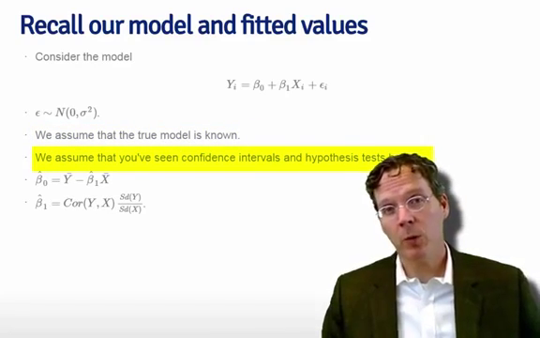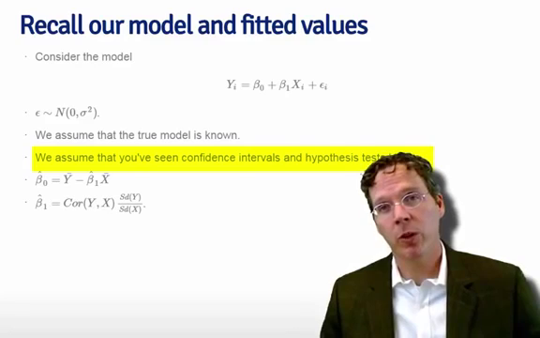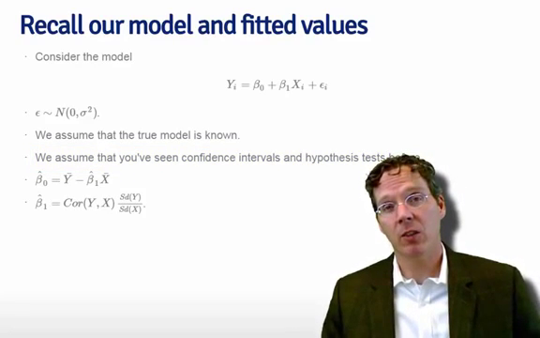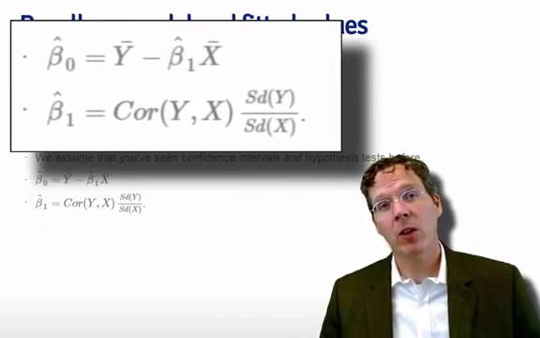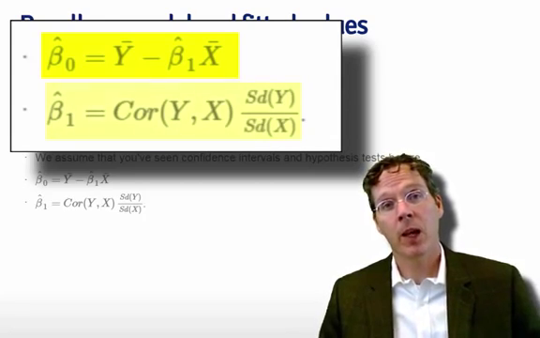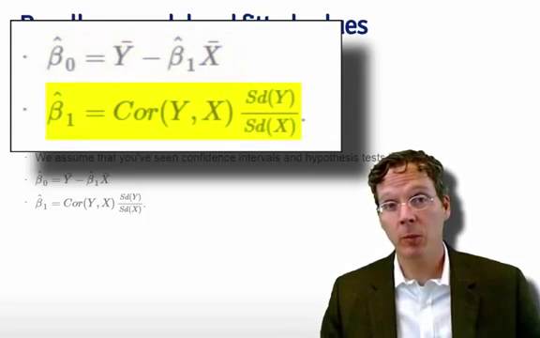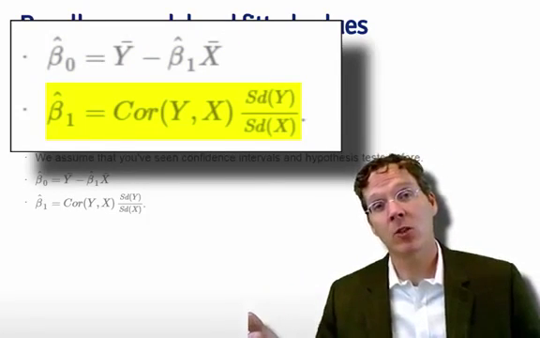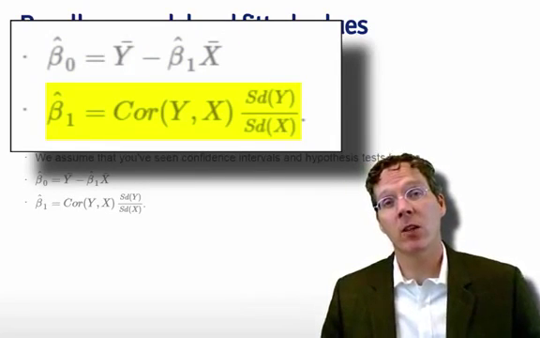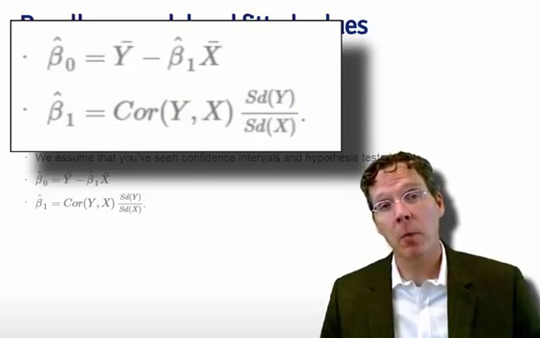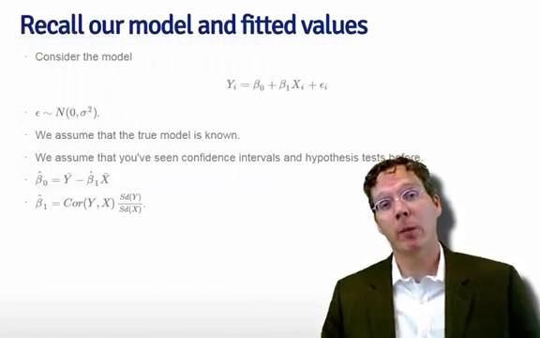I'm going to assume that you've seen some amount of statistical inference previously, so you know what a confidence interval is and what a hypothesis test is. Let's also remind ourselves that the intercept is estimated at y bar minus beta 1 hat x bar, and our beta 1 hat is the correlation between the predictor and the response multiplied times the standard deviation of the response over the standard deviation of the predictor. So let's talk about how we can perform statistical hypothesis tests about our parameters.